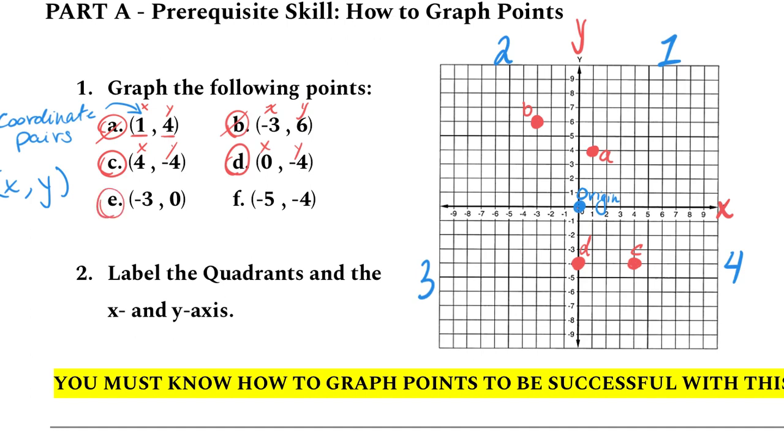Okay, let's find -3 on the x-axis. Then the second number, 0, means don't move from there. Don't go up or down. So right here is going to be point E for us. Okay, now that sits on the x-axis.